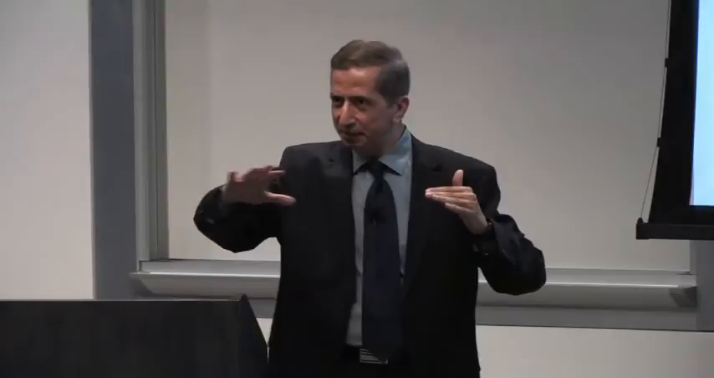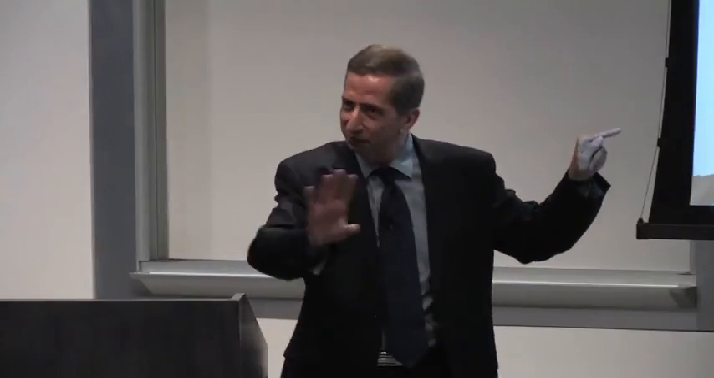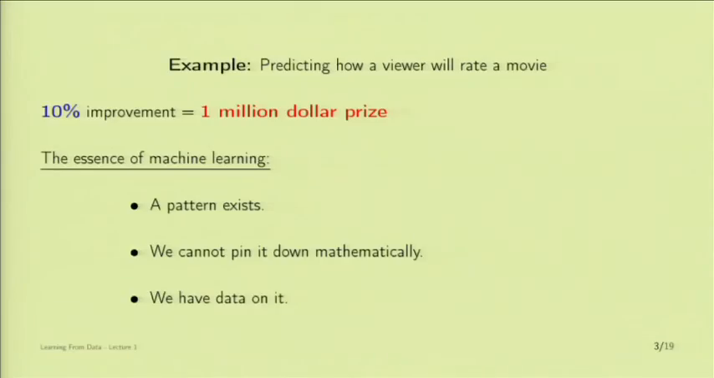Now, how to tell whether there is a pattern or not, that's a different question. But the main ingredient is that there is a pattern. And the other one is that we cannot pin it down mathematically. If we can pin it down mathematically and you decide to do the learning, then you are really lazy, because you could just write the code. Fine, you can use learning in this case, but it's not the recommended method because it has certain errors in performance and whatnot. Whereas if you have the mathematical definition, you just implement it and you will get the best possible solution.